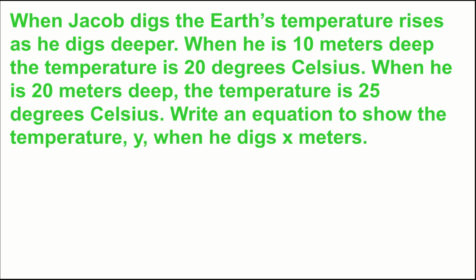So we got Jacob digs. Earth's temperature rises as he digs deeper. When he is 10 meters deep, the temperature is 20 degrees. When he is 20 meters deep, the temperature is 25 degrees Celsius. We need to write the equation to show the temperature y when he digs x meters.